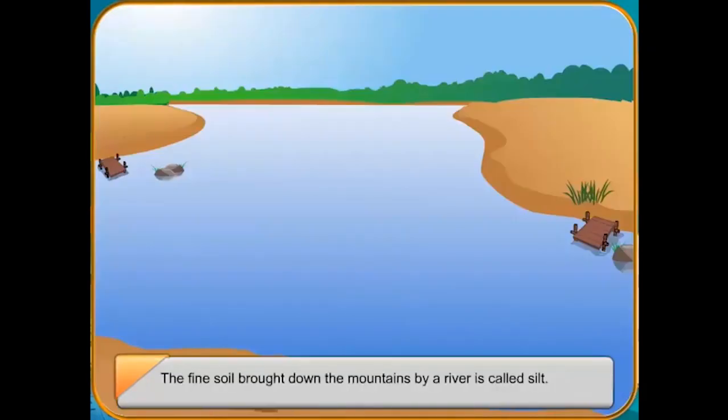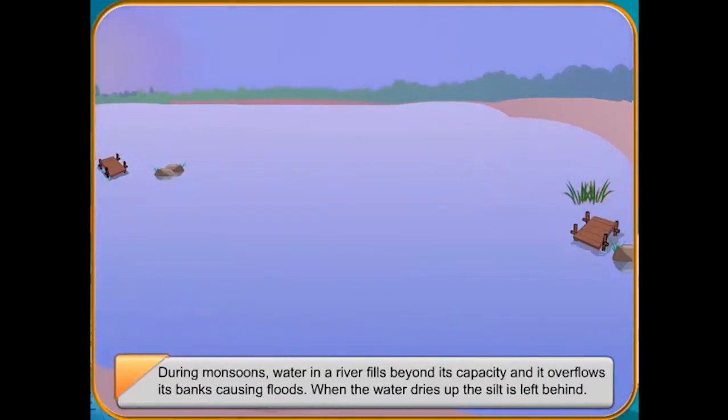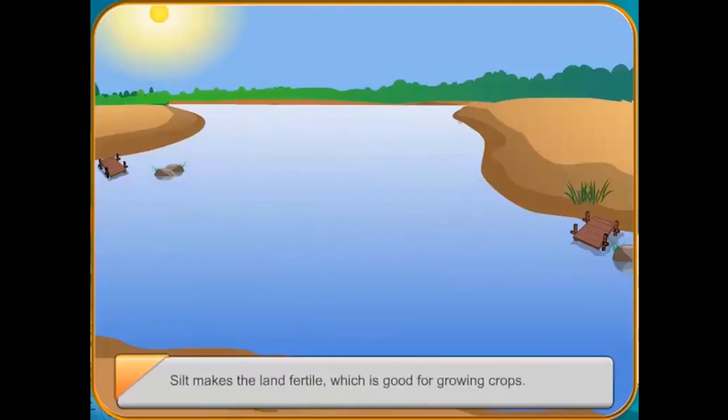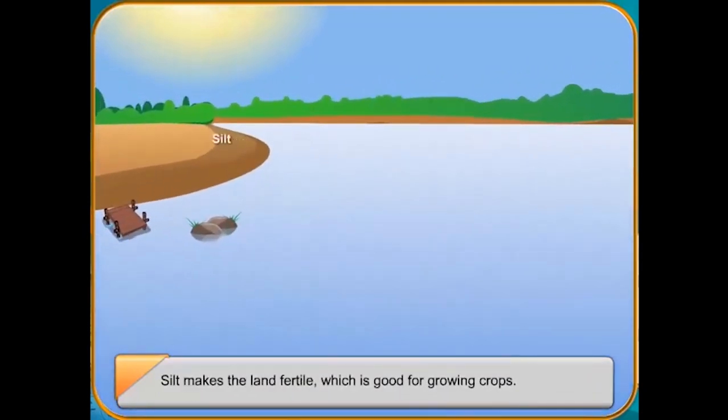Fine soil brought down the mountains by a river is called silt. During monsoons, water in a river fills beyond its capacity and it overflows its banks, causing floods. When the water dries up, the silt is left behind. Silt makes the land fertile, which is good for growing crops.